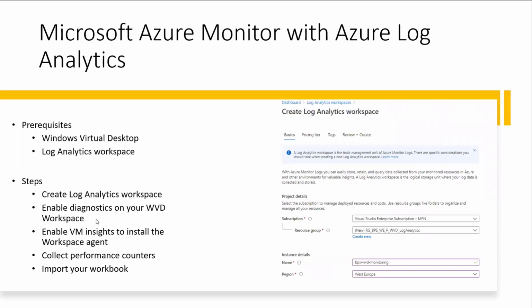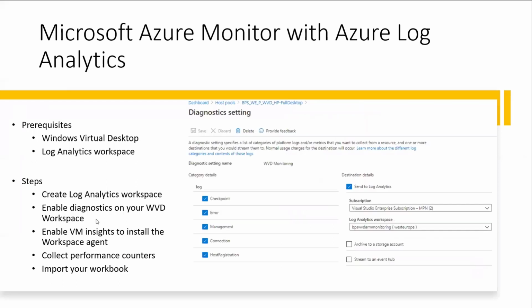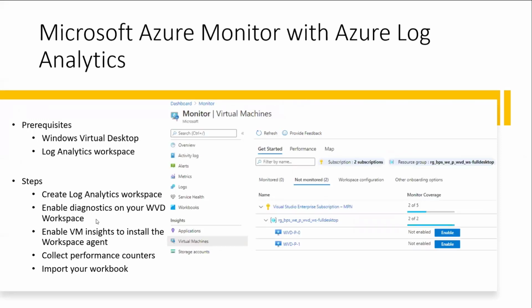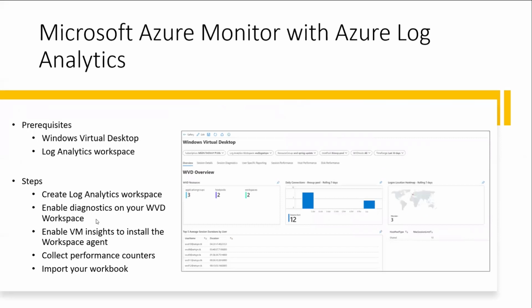I wanted to quickly show you how to set it up. If you want some more information, just visit the URL. But first you have to create a log analytics workspace. You will need to enable sending the diagnostics from within your WVD host pool to that log analytics workspace. And the final step is enabling the VM insights on your session host in your host pool. Right after that, you can just import the ready to use workbooks from Microsoft, and you will see a dashboard like this, where you can collect all the different performance counters from within your WVD environment.